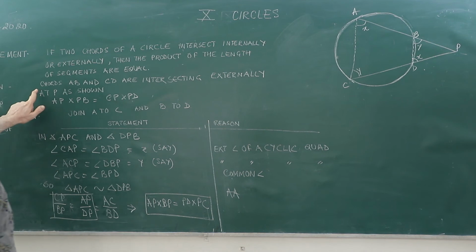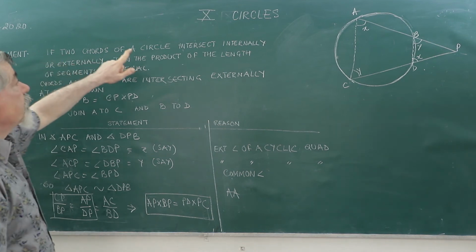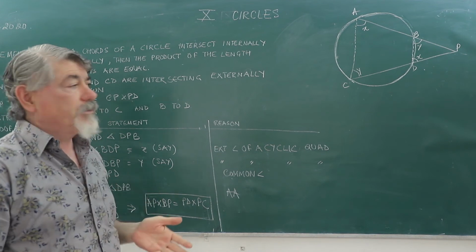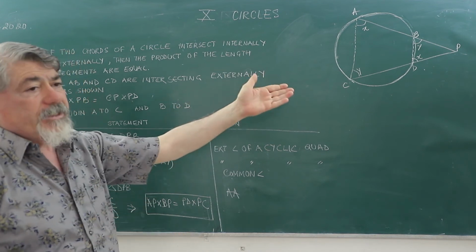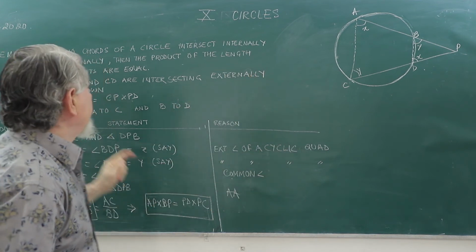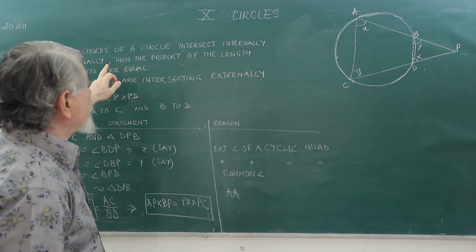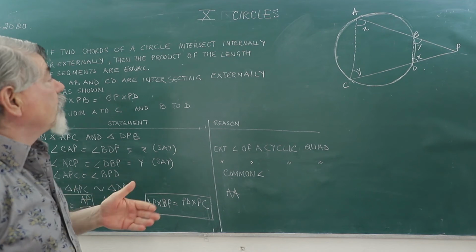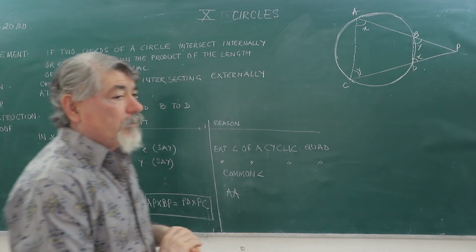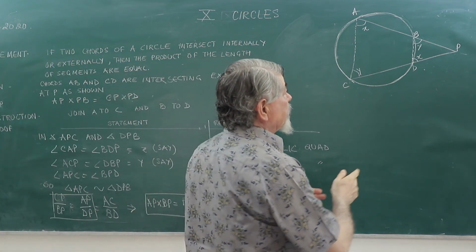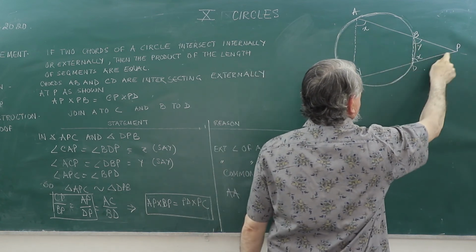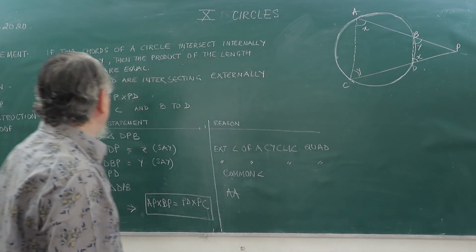So it says if two chords of a circle intersect internally or externally, like in this case, internally we have already finished. Externally now we are talking, then the product of the length of the segments of chord are equal. So what will be the product of length of segment? PA into PB will be equal to PC into PD. That is what we have to prove.